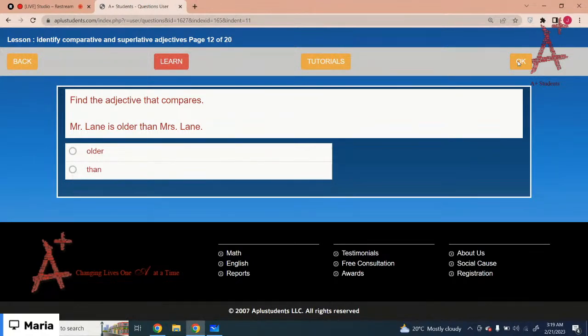Find the adjective that compares. Mr. Lane is older than Mrs. Lane. So which is the adjective? Older or than? The correct option is older. Yes, very good. The one that is ending with er. Than is not the adjective. Older is the adjective.